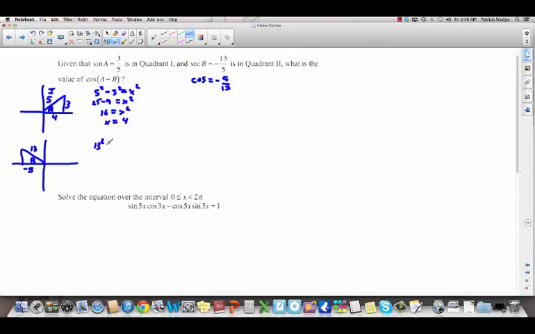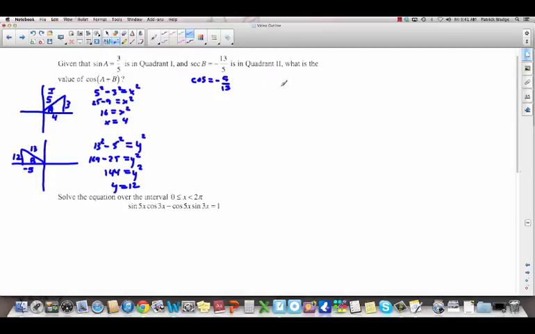13 squared minus 5 squared, or negative 5, won't make a difference, equals, I'll call it y squared this time. 169 take away 25 equals y squared. 144 equals y squared. Take the square root of both sides, you get y equals 12. So this side here is 12.